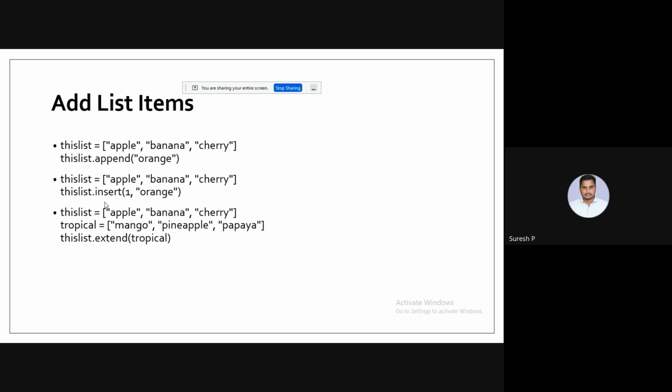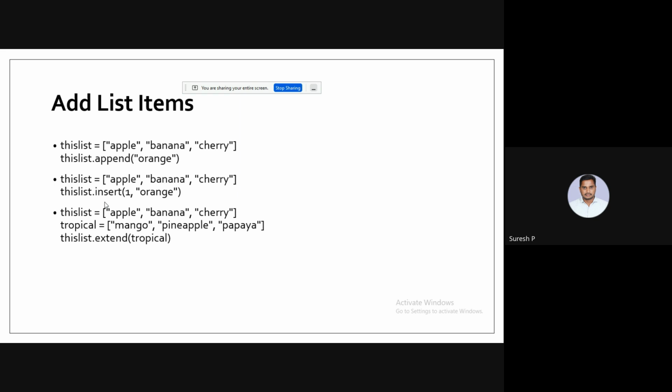Next, we are having two lists. One is this list, another one is tropical. In the first list we have apple, banana, cherry, and in the second list we have mango, pineapple, and papaya. If you want to extend a list with another list, that is also possible. We can use the extend function.